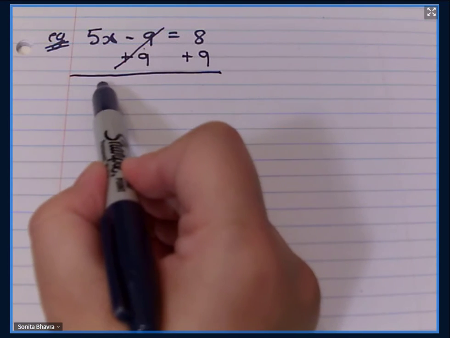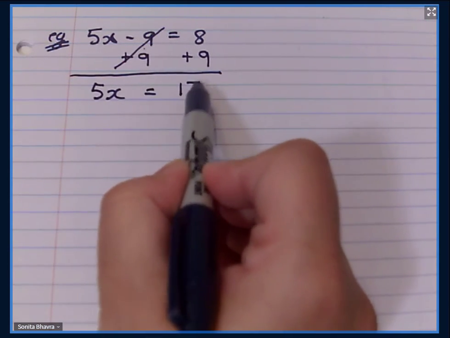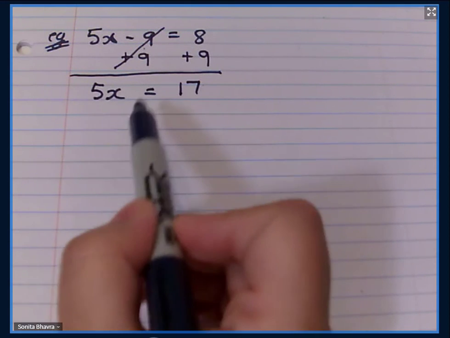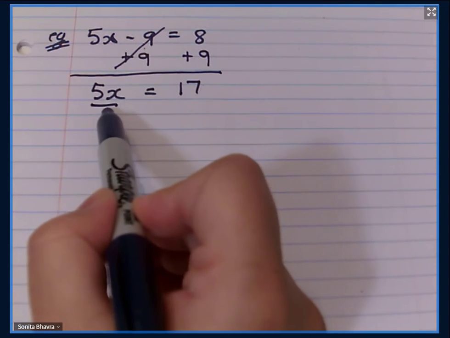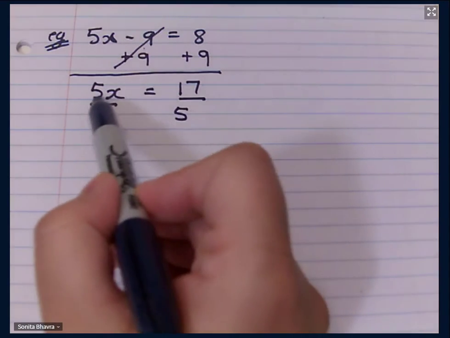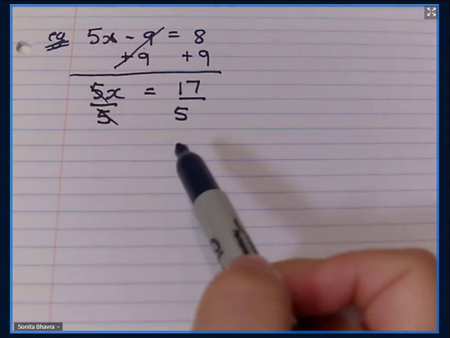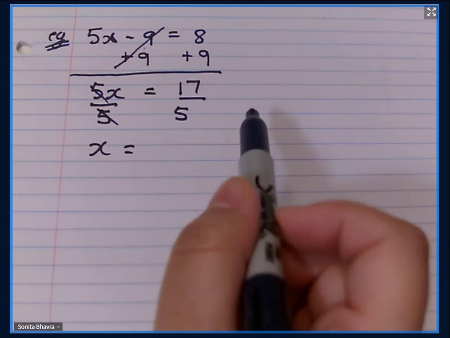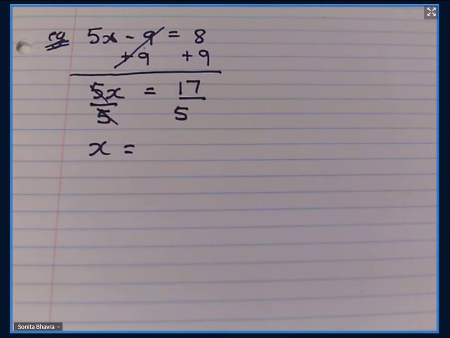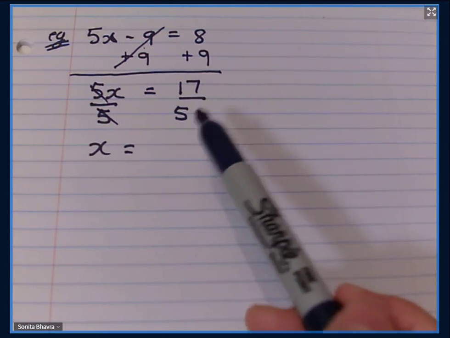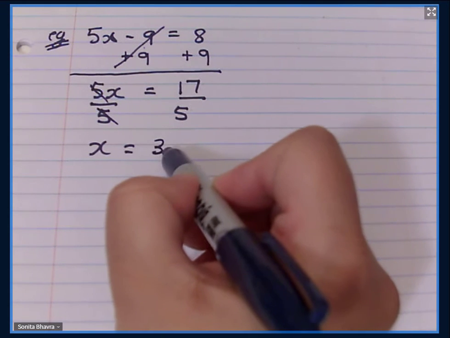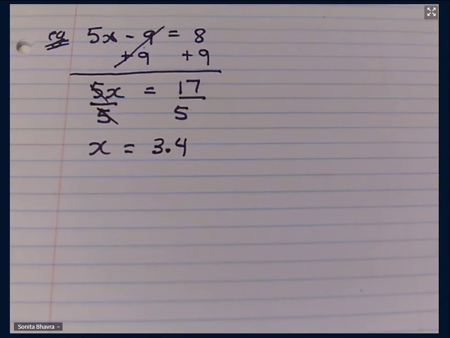That leaves me with 5x is equal to 17. And then I have to divide both sides by 5. And 5x divided by 5 leaves me with just x. So you can leave x is equal to 17 over 5. If you wanted to leave it as a fraction, just make sure that you have reduced the fraction. You can also put it into decimal form, just 17 divided by 5, and that gives me x is equal to 3.4. All right, so either answer would be acceptable, fraction or decimal.